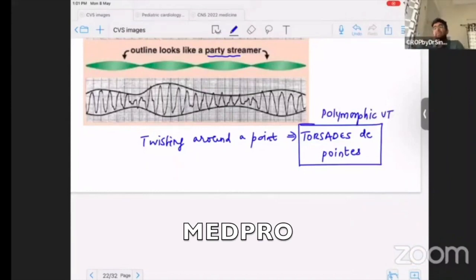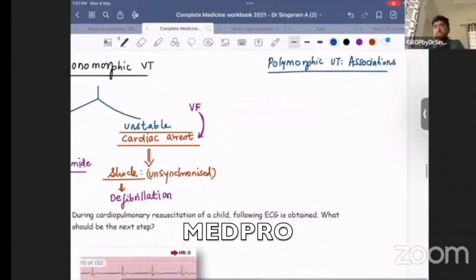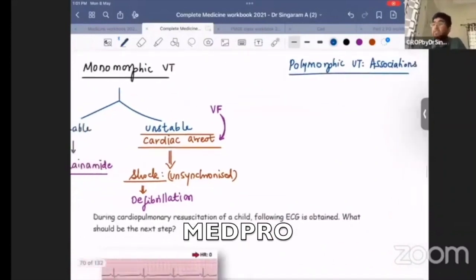Okay, an important MCQ question for the exam is, what are the associations of polymorphic VT, which you can write from the next page. What are the associations, or what are the risk factors for polymorphic VT to occur? There are so many risk factors actually, and for you to remember in your exams, you can take a mnemonic as the name itself. What is it? Torsades de Pointes. POINTERS will be the mnemonic for you to remember.